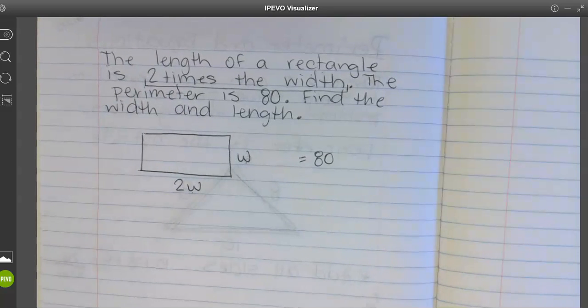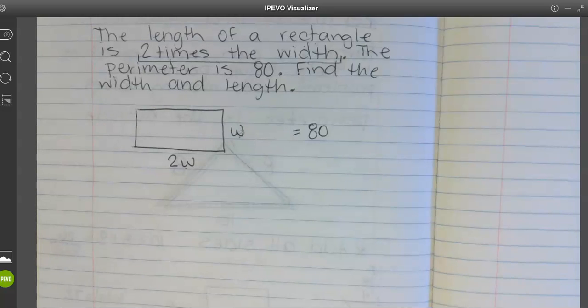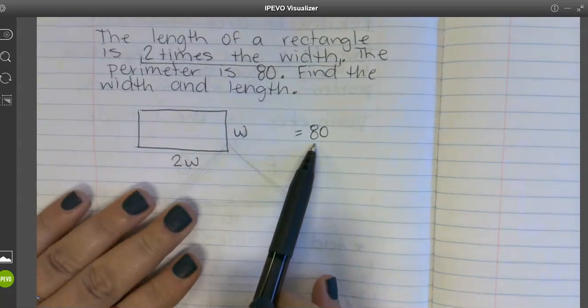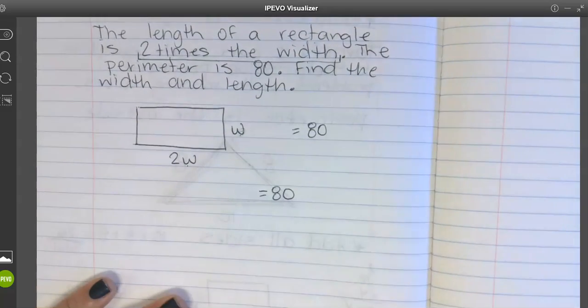Okay, we're going to see lots of examples this year, so do not expect to become a complete pro at this right away. Okay, it takes some practice. All right, so I do know my total. It's 80. Okay, so I'm going to put that on the right side of my equal sign.